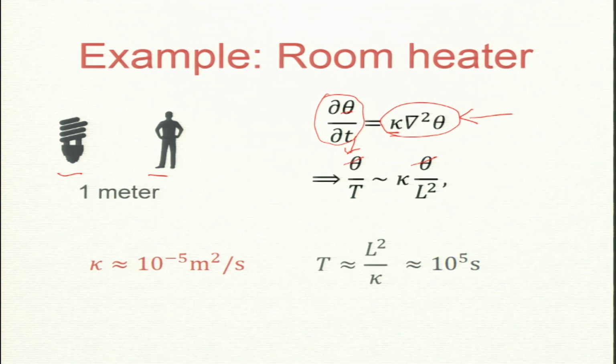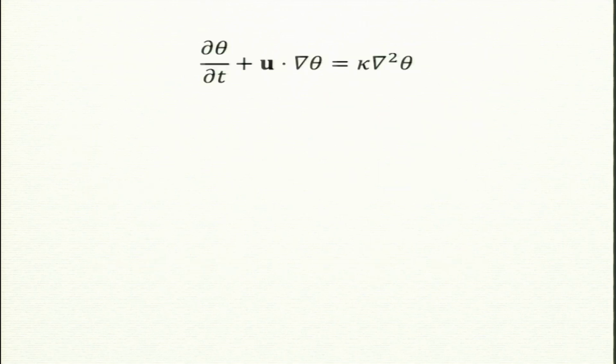Okay. So, what is important, which I am going to show you in the next slide, is this new term u dot grad theta. This term is coming in, where u is the velocity of air, the local velocity of air. Now, this is a realistic equation. Okay. So, my diffusion equation is not the correct description.